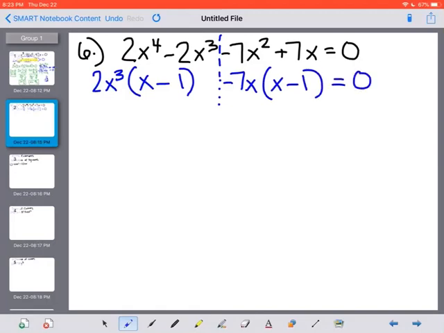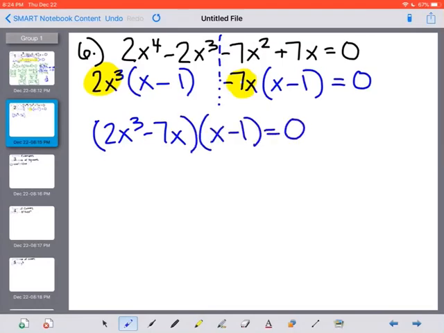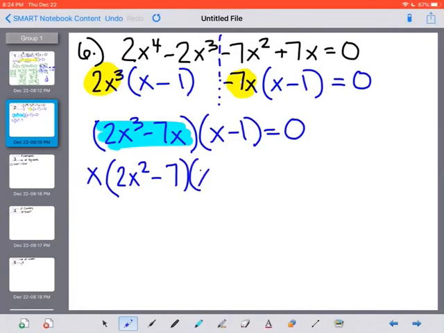equals 0. So what's outside the parentheses is going to go in one of the parentheses. So it's going to be 2x cubed minus 7x. And the second one is going to be x minus 1. Now if you look here, there's a GCF still here. So we need to factor that out, which is an x. So then we're left with 2x squared minus 7 and x minus 1.